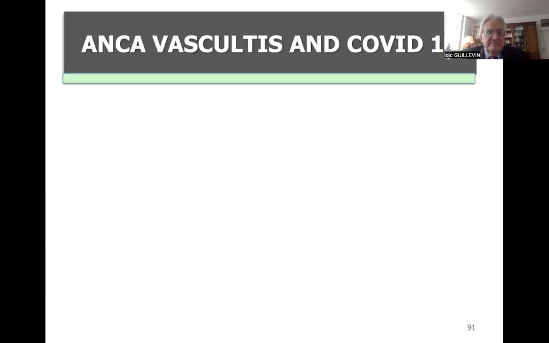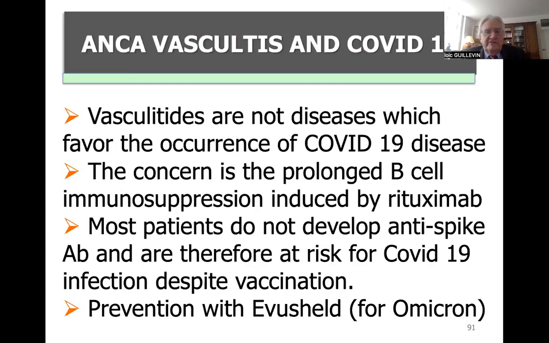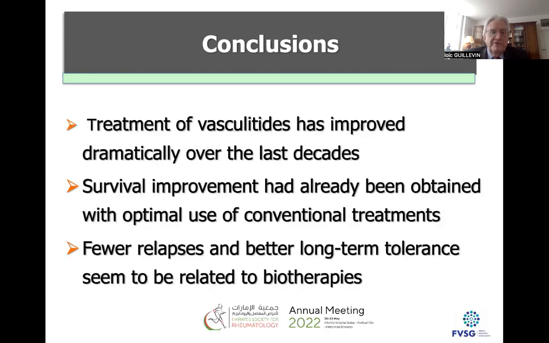valacyclovir systematically. And against COVID, vasculitides are not diseases which favor the occurrence of COVID-19, but the concern is the prolonged B-cell immunosuppression induced by rituximab. Most patients do not develop anti-spike antibodies and are therefore at risk for COVID-19. And now, with Omicron, we have one drug which is helpful, which is Evusheld, and we propose this quite systematically to our patients who have been treated with rituximab and who have a profound immunosuppression.